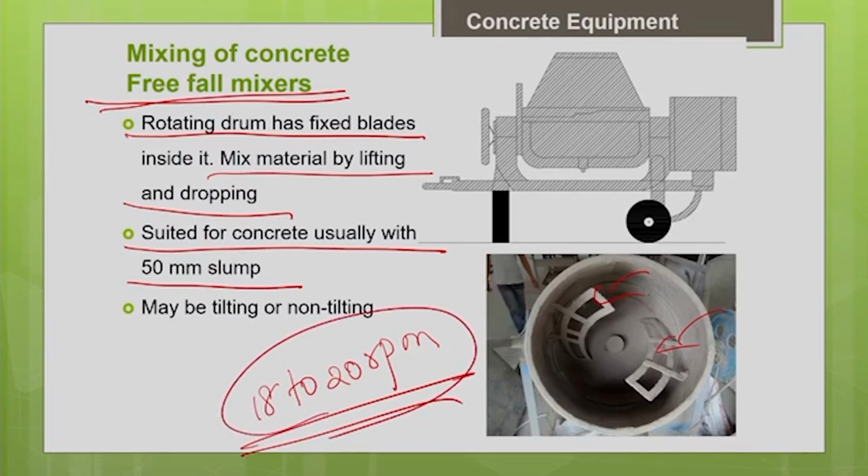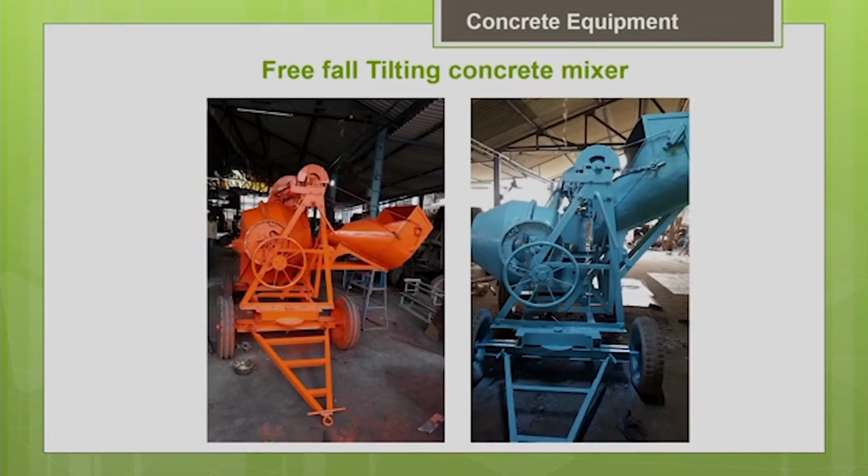You have different configurations, tilting type and non-tilting type. Basically, in this free fall tilting type concrete mixer, you can see this kind of wheel arrangement. With this wheel arrangement you can change the angle of inclination of the drum, so that helps you to tilt the drum. If you want to discharge the concrete, you can just tilt the drum so that you can easily discharge the concrete. With the tilting mixer, the discharge rate will be faster.